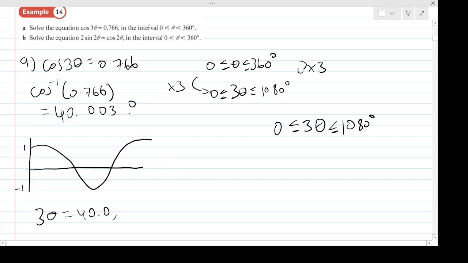It'll still be 360 there. Now we know the first solution then is this 40.003. So if you mark that on our cosine graph, it'd be about there, say. Then to find the other solution, if we read off the graph, it'd be about there somewhere. So that'd be 3 theta there. Well, again, remember we looked at the symmetry of the graph. So in the middle, at the hump, it's symmetrical either way, right? The left and the right of it are the same.